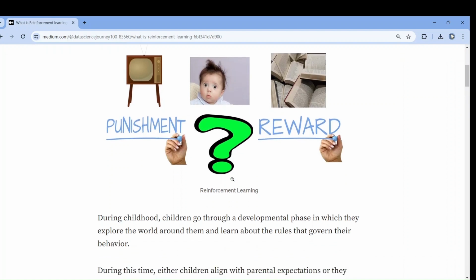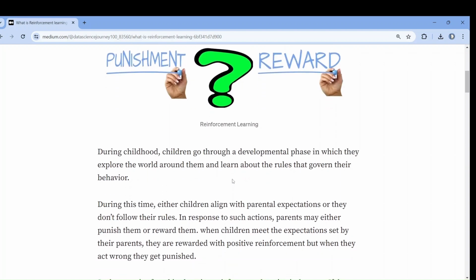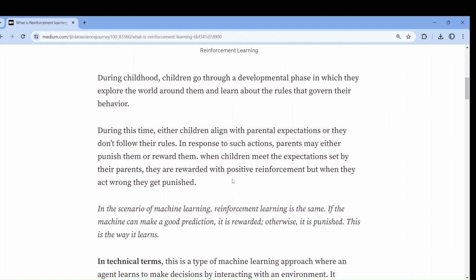Same here, the machine is called an agent. An agent learns by interacting with the environment. Environment means the work he is doing. Whenever he is punished, he thinks that he has done something wrong and will not do that. Whenever he is rewarded, he thinks that he has done something good. So this is the way the machine learns. That's what comes under reinforcement learning.